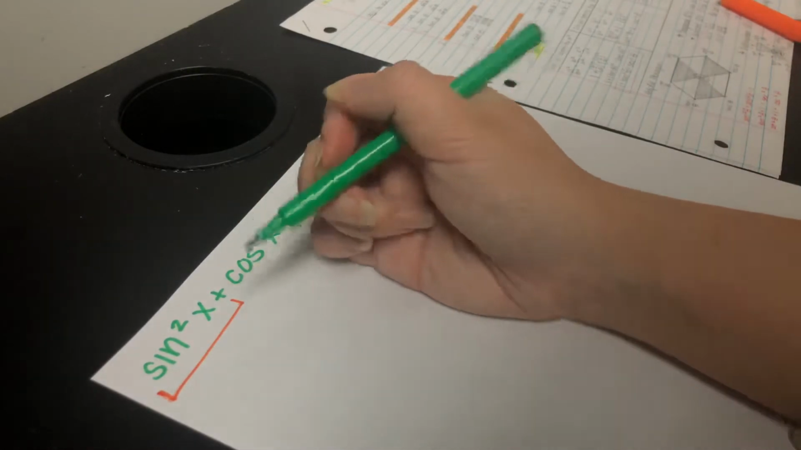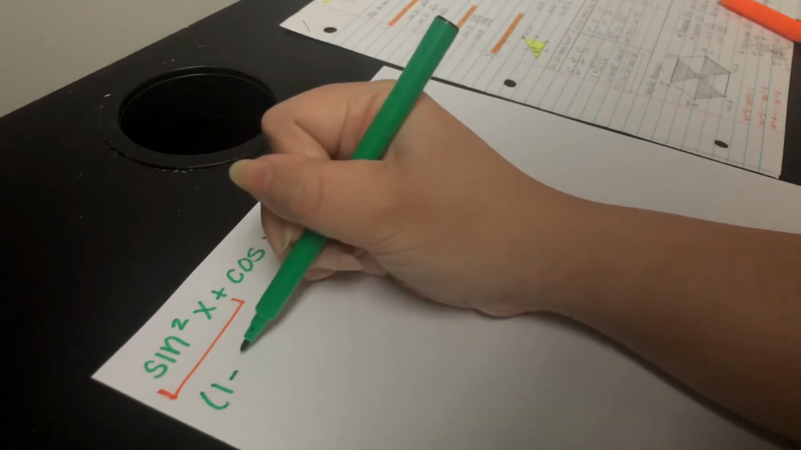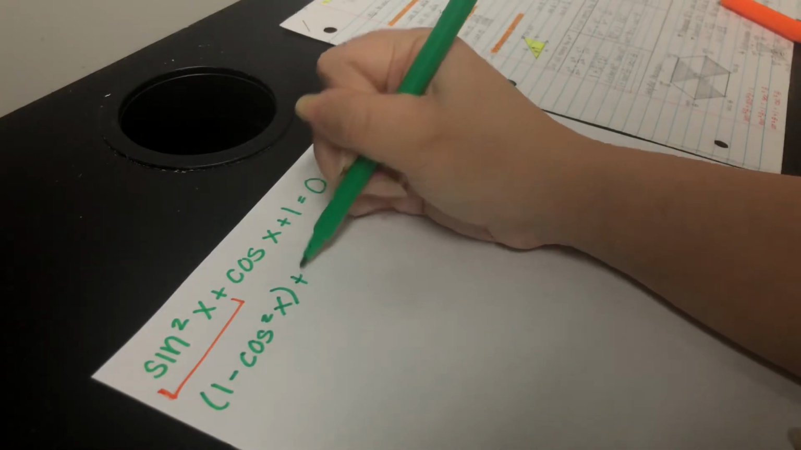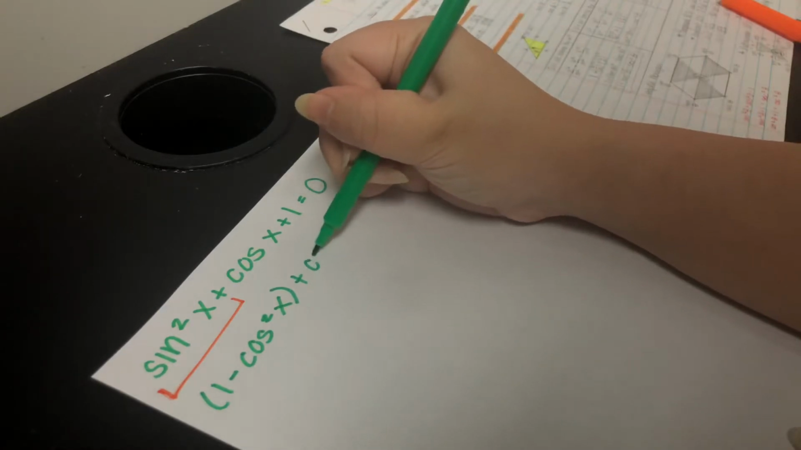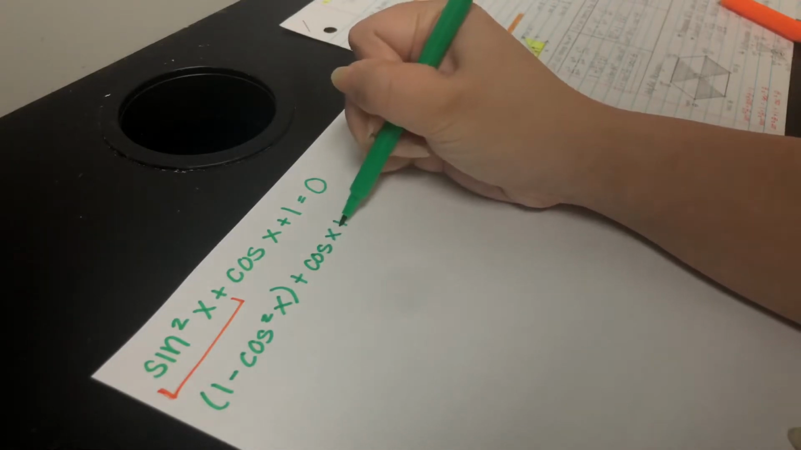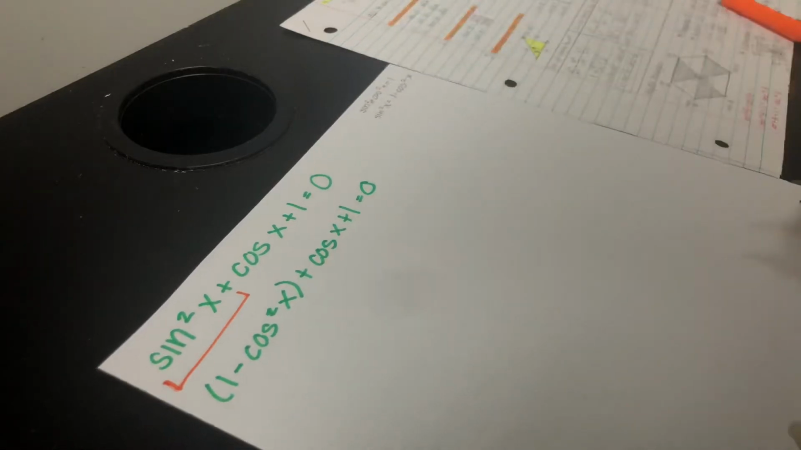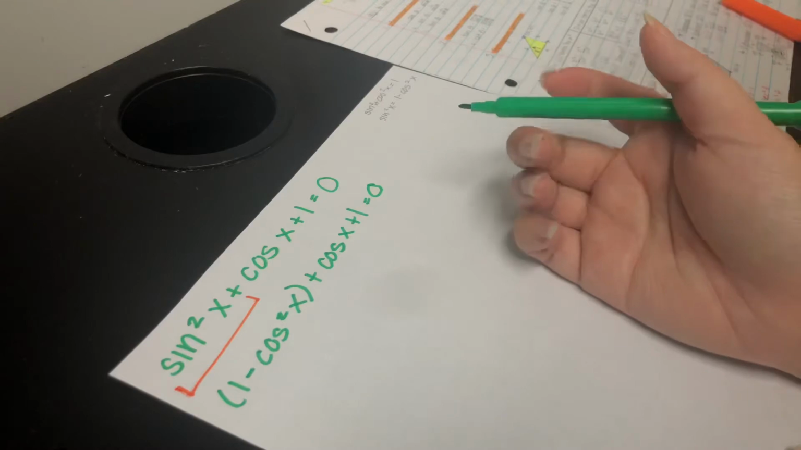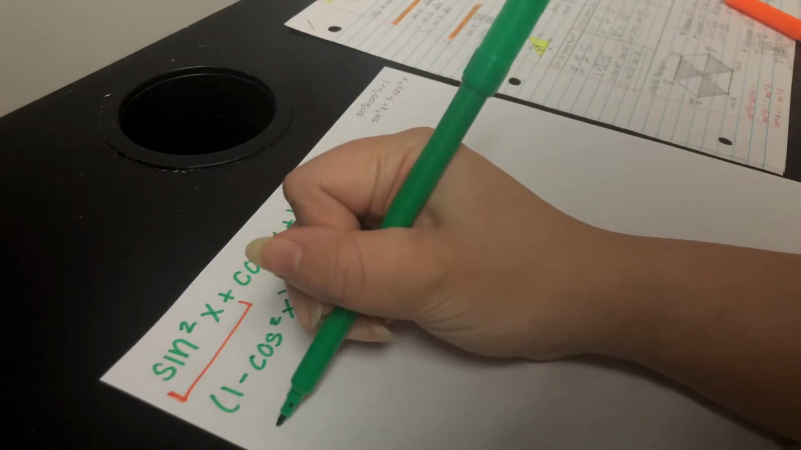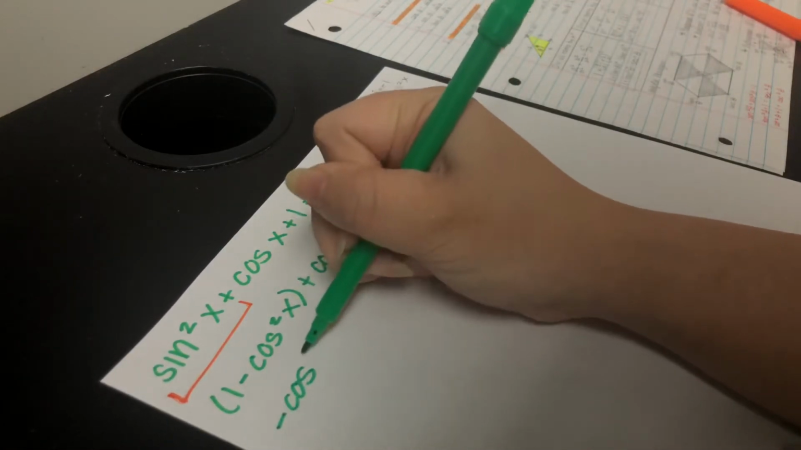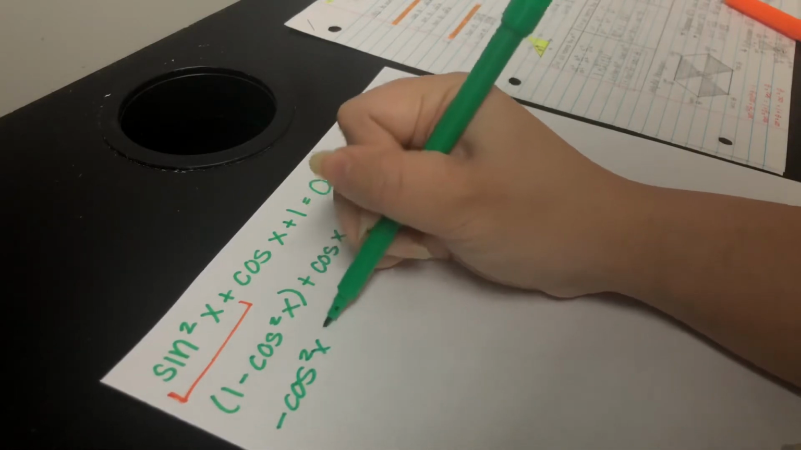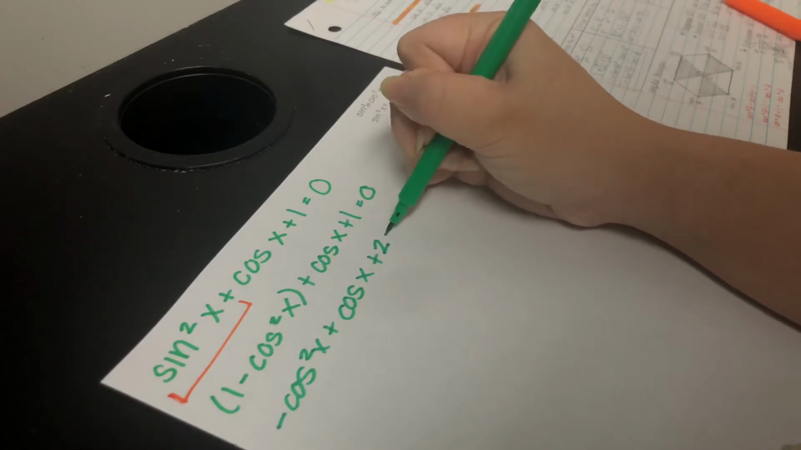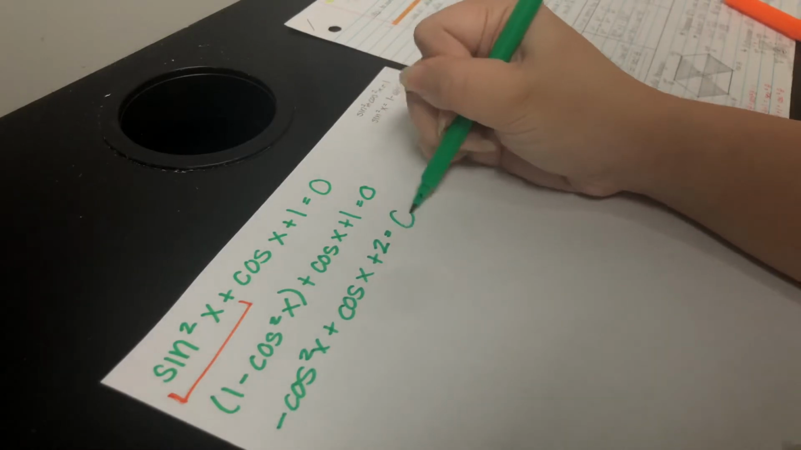And that's what we can plug in here to make sure all the terms are like. So we rewrite that as 1 minus cosine squared x, and then we rewrite this part again, so cosine x plus 1 equals 0. And then for this part, we just merge them together, so we rewrite it as negative cosine squared x plus cosine x plus 2 equals 0.